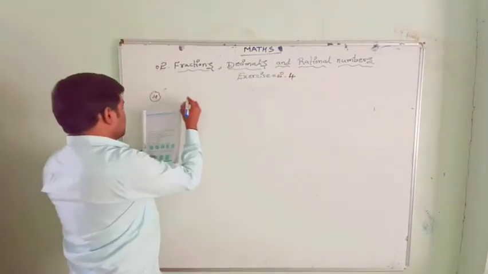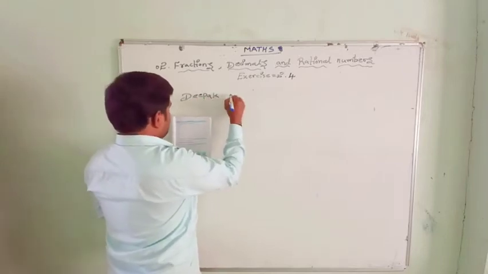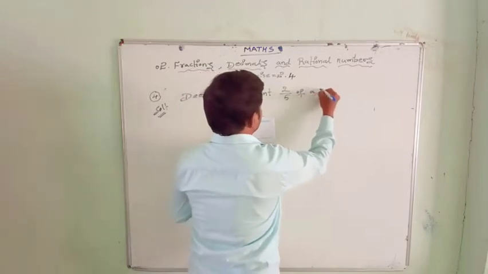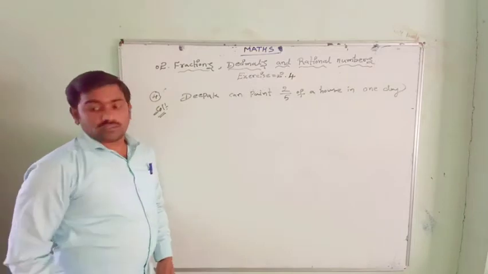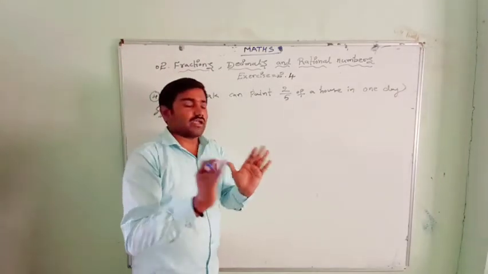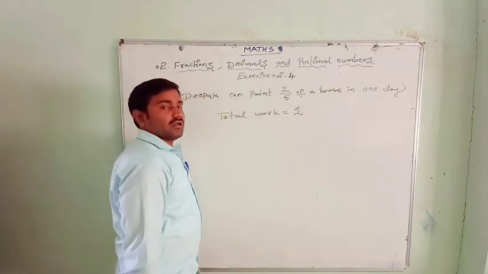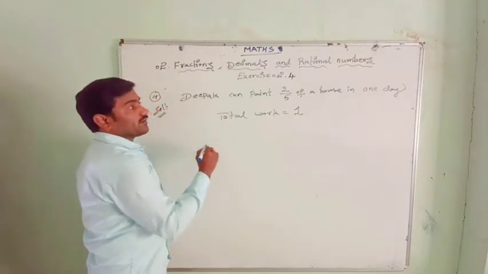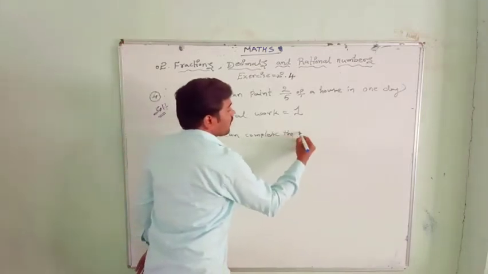See, Deepak can paint 2 by 5 of a house in one day. So the total work is what actually? The total work is 1. The complete house, if we take it as one part, the total work, suppose we assume as 1. The total work will be taken as one part. Then how can we divide? See, Deepak can complete the whole work.